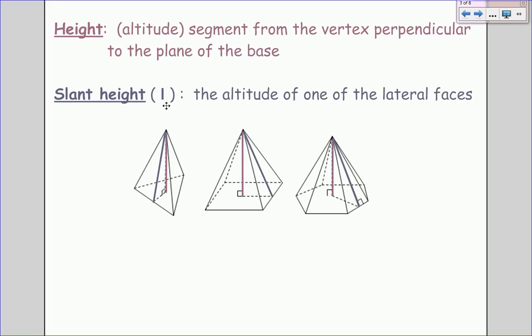The slant height, which we'll denote with an L, is the altitude of one of the lateral faces. So it goes from the vertex down the side to the midpoint of the base, and it makes a 90-degree angle with the base. So you can see it on all of these. The slant height will be the blue line.